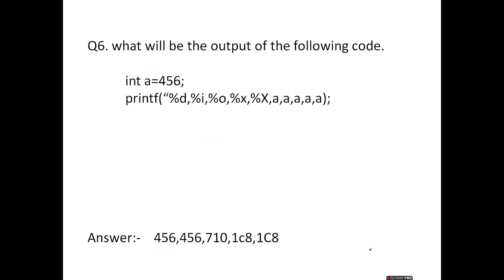Next question. What will be the output of the following code? So int A is equal to 456 and then printf %d, %i, %o, %x and %X. So %d and %i are for the integer. %o is for the octal value. Small x and capital X both represent the hexadecimal. This is for the hexadecimal, this is for the octal, and this is for the integer.